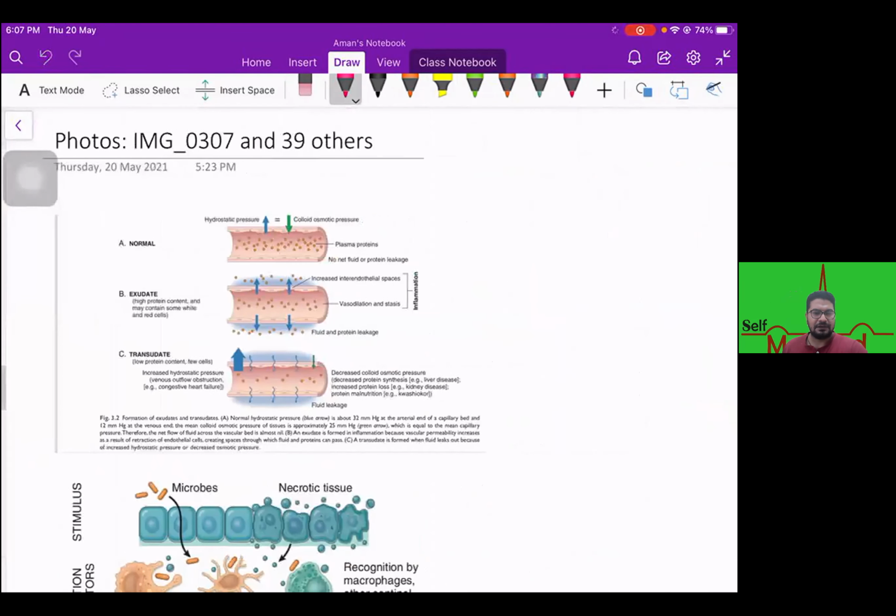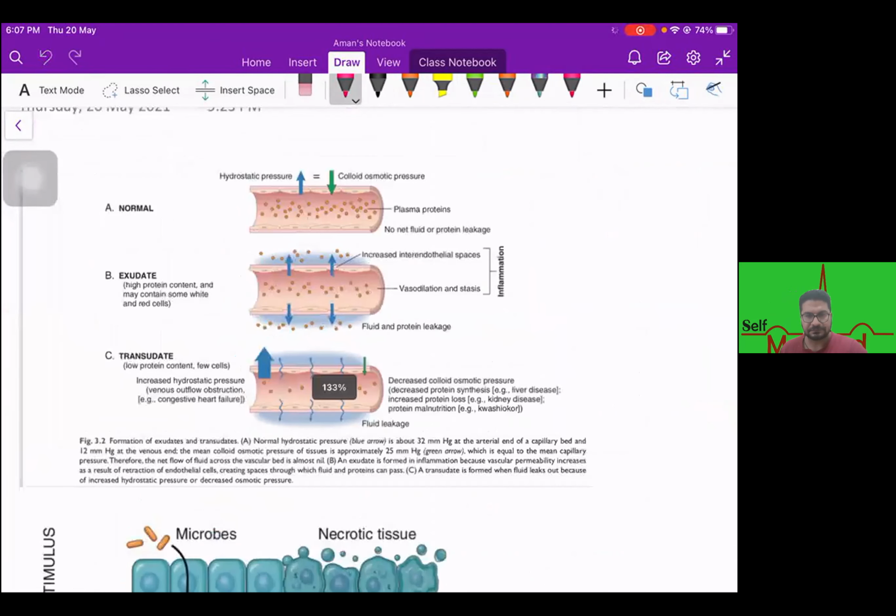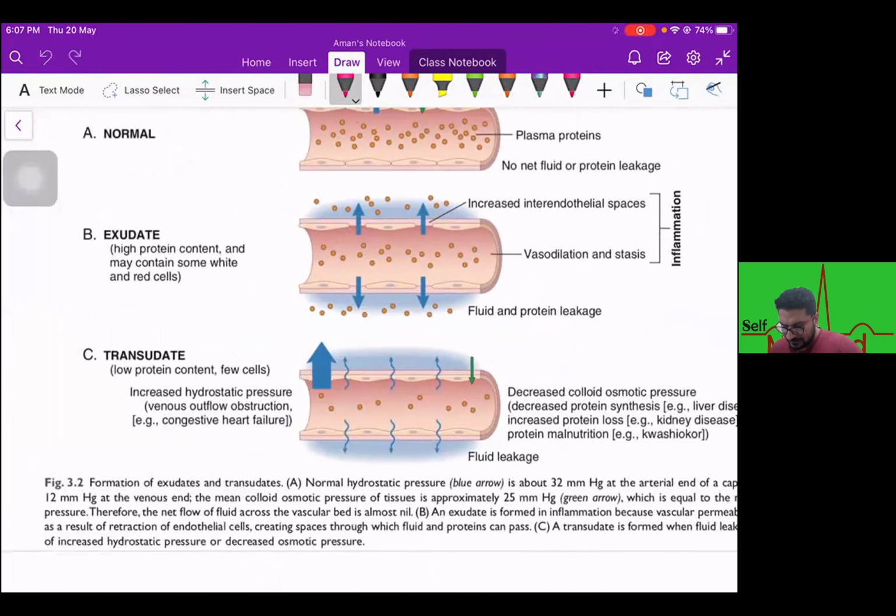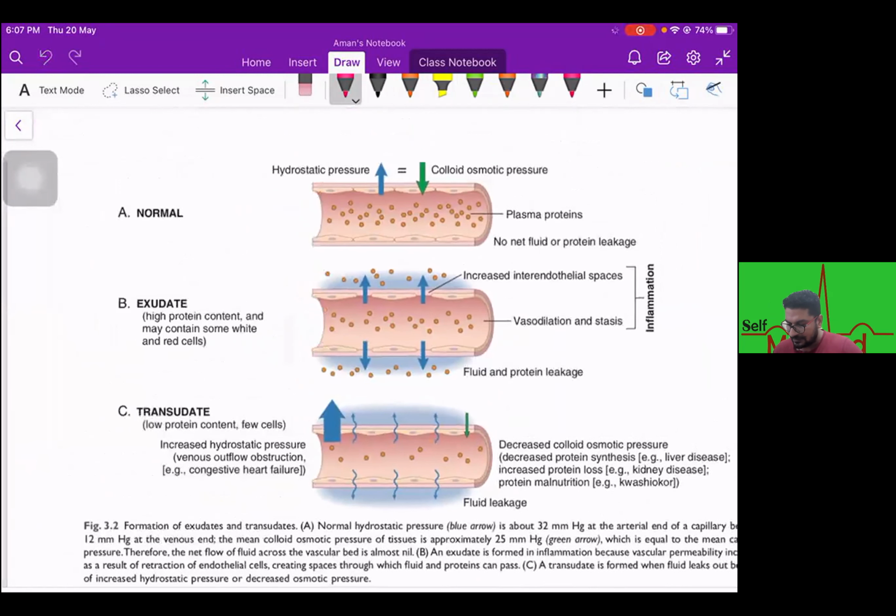Okay, let me move to the other part of discussion. You can see we can have normal cells. Whenever there is a change in the pressure, you can get formation of an exudate and a transudate. With this slide, I just want to tell you the difference between exudate and transudate. Transudate means low protein, low cells.